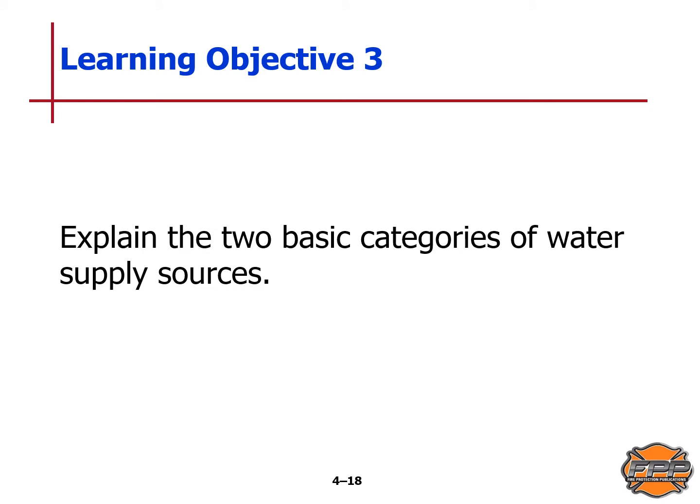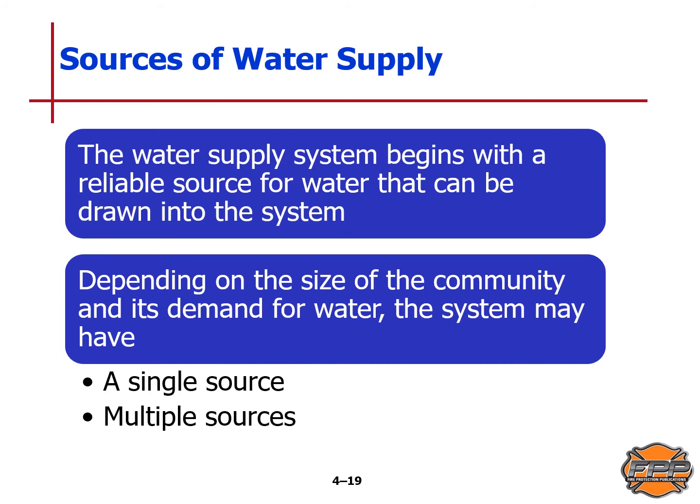Learning Objective 3, we will explain the two basic categories of water supply sources. The water supply system begins with a reliable source for water that can be drawn into the system. Depending on the size of the community and its demand for water, the system may have a single source or multiple sources.